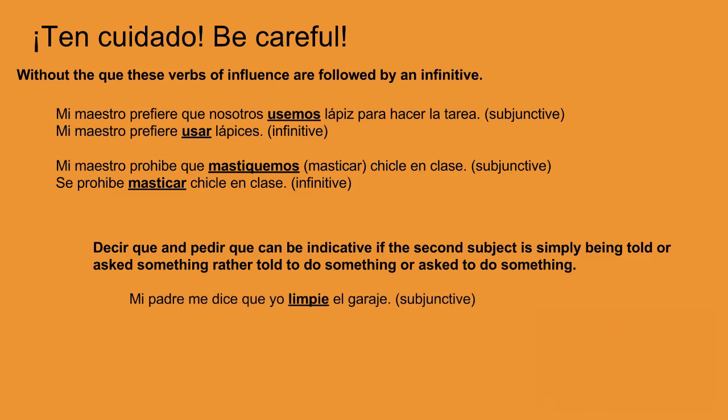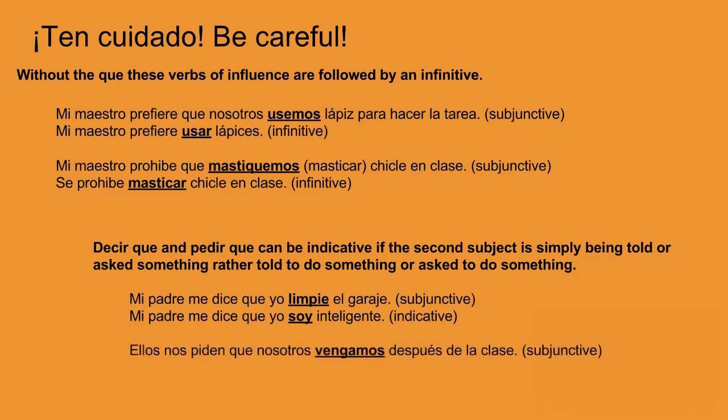Mi padre me dice que yo limpie el garaje is a subjunctive because my dad is telling me to clean the garage. Versus mi padre me dice que yo soy inteligente says that my dad tells me that I am intelligent. Here there's no influence. My dad is simply telling me something. And in these last two examples, ellos nos piden que nosotros vengamos después de la clase. They ask us to come after class. Versus the indicative, ellos nos piden cuál es la fecha. They're just simply asking us what the date is, not to do something.